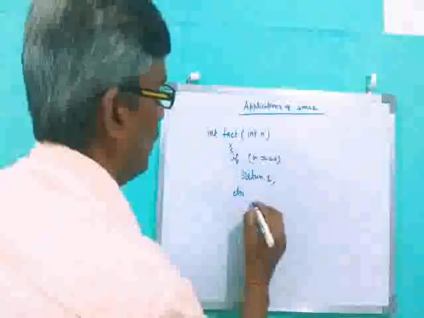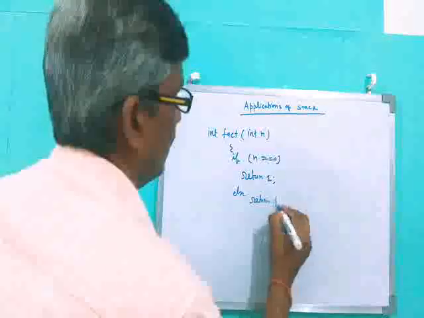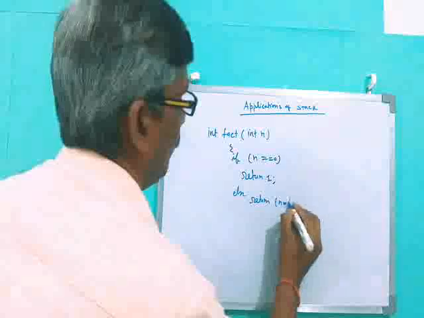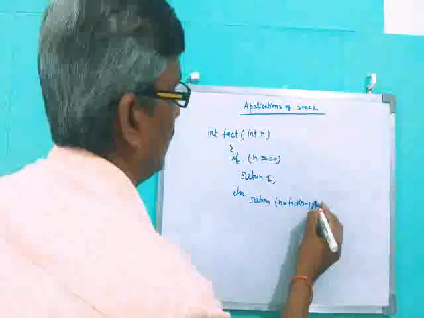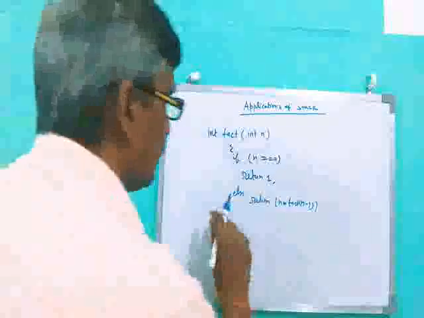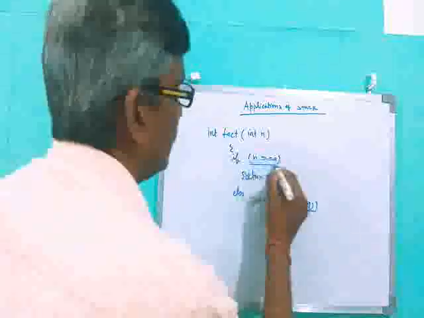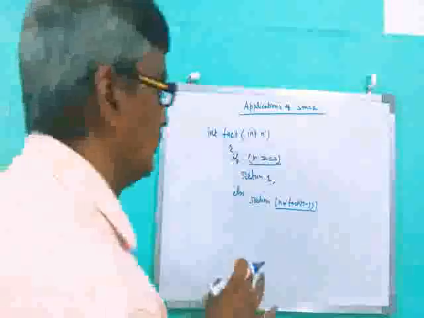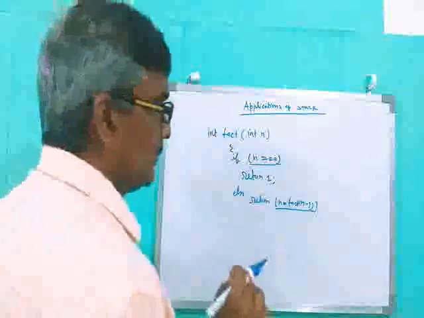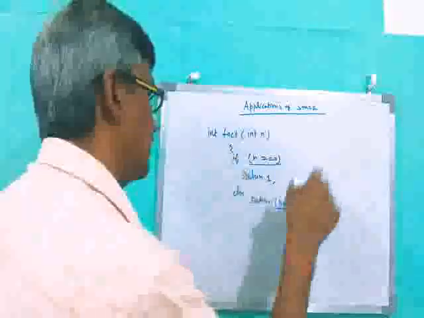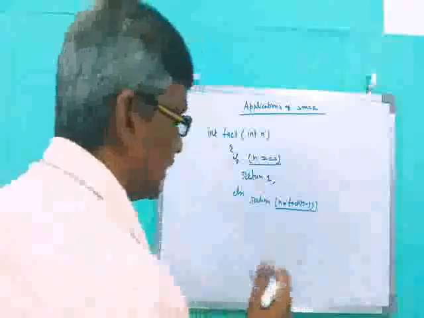else return n times fact(n minus 1). So this is the recursive function and this is the stopping condition. For this problem, the problem of factorial, there are two conditions that are satisfied.